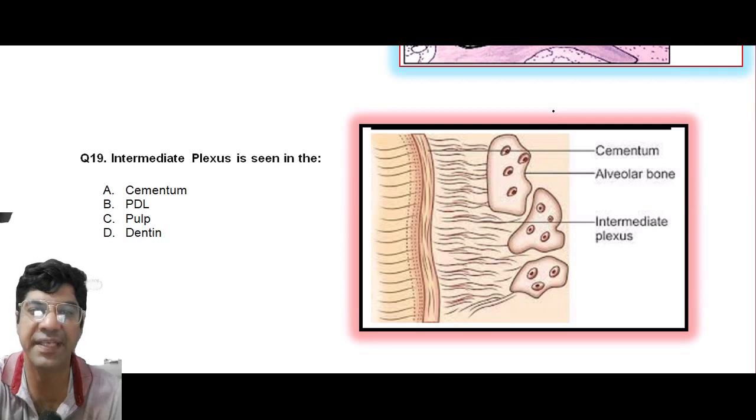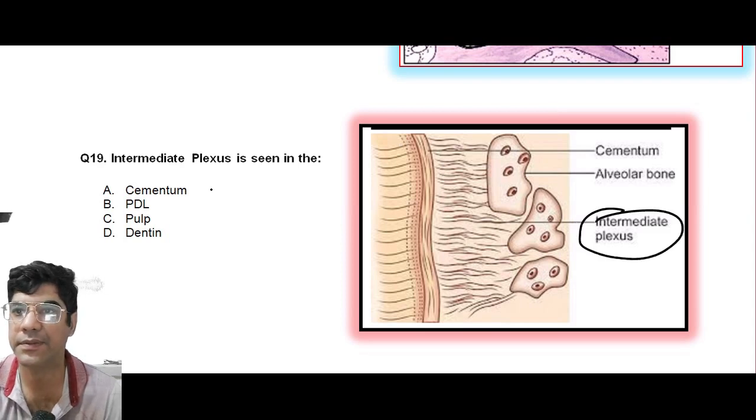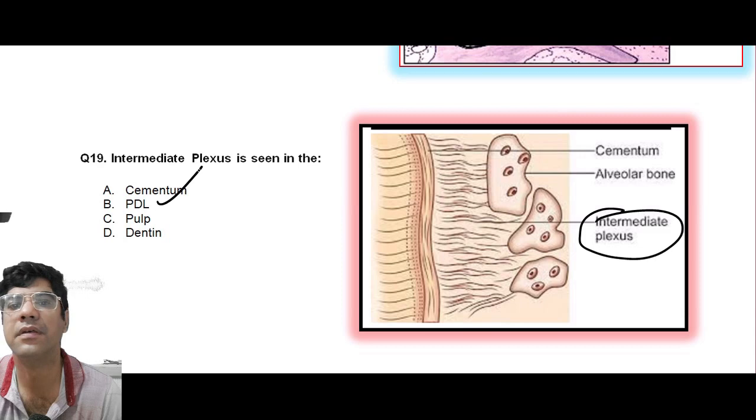The intermediate plexus is seen in the periodontal ligament. It is a network of intermingling fibers in the periodontal ligament. These fibers are located between the alveolar bone and cementum of actively erupting teeth. So they play a role in anchoring and supporting the tooth within the socket.